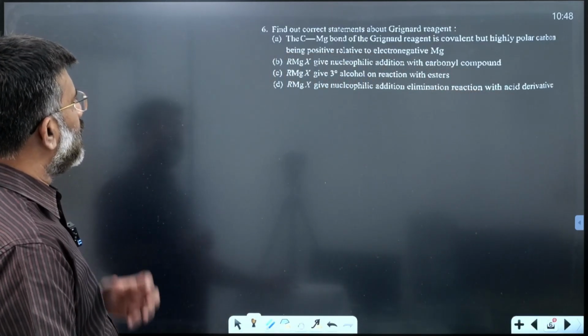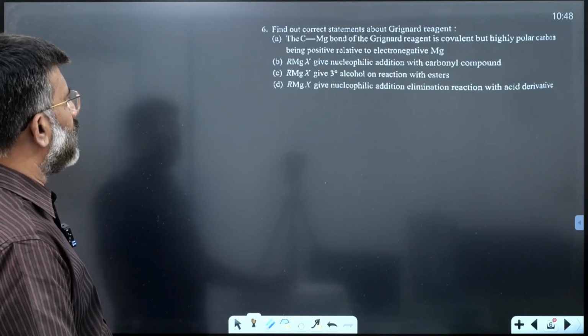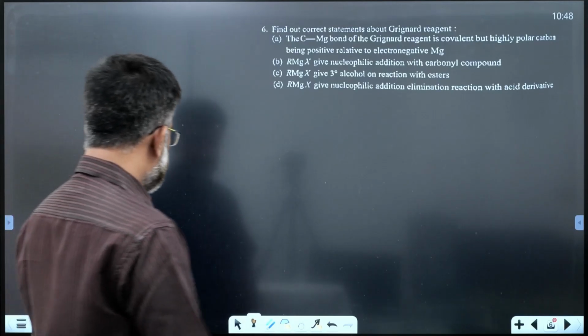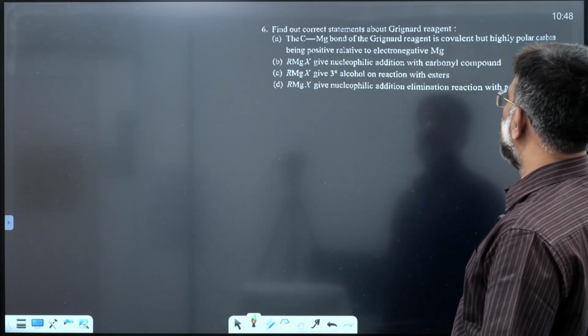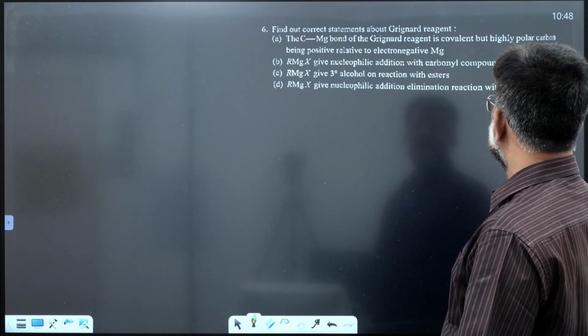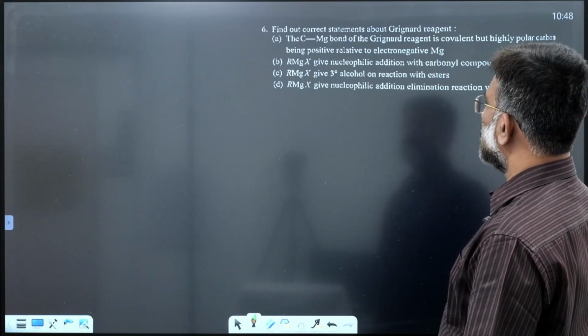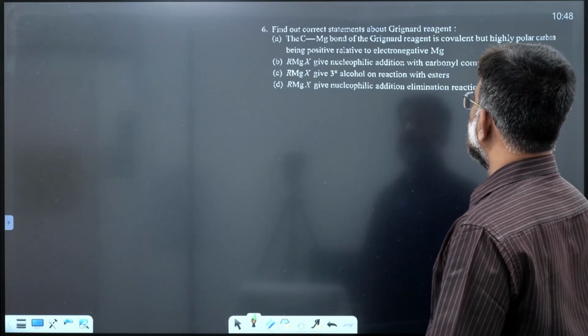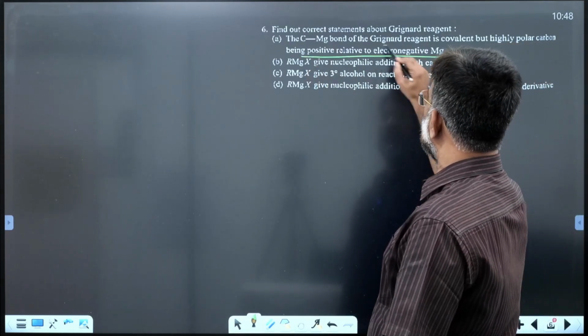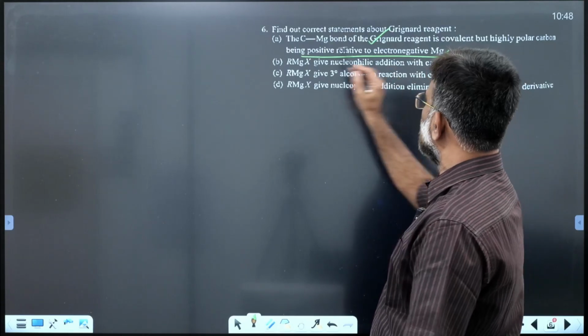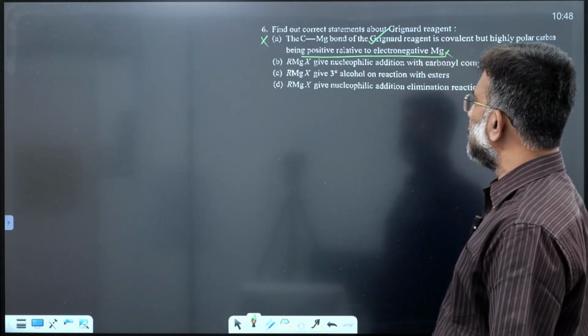That is something related to the correct statement about a Grignard reagent. First statement: the C-Mg bond of Grignard reagent is covalent but highly polar, carbon being positive relative to electronegative magnesium. See, the first part is correct, but the second part is wrong. So option A is the wrong statement.